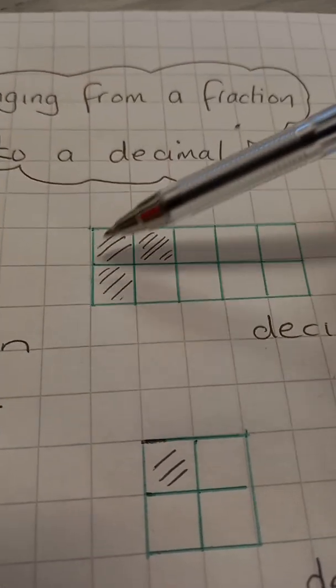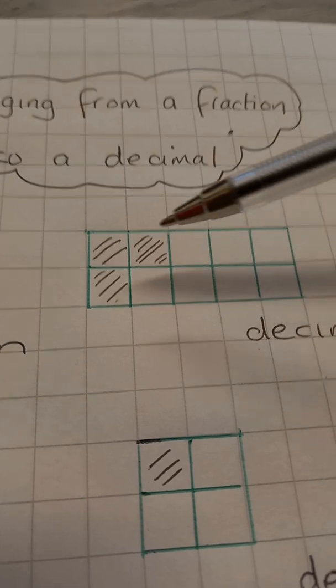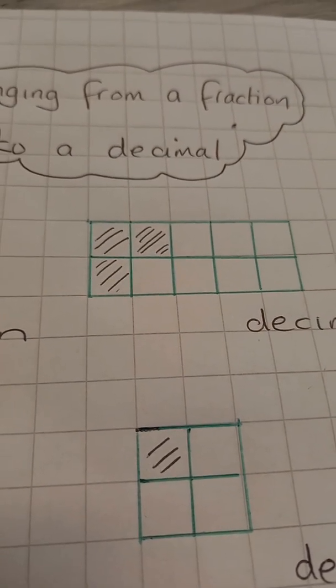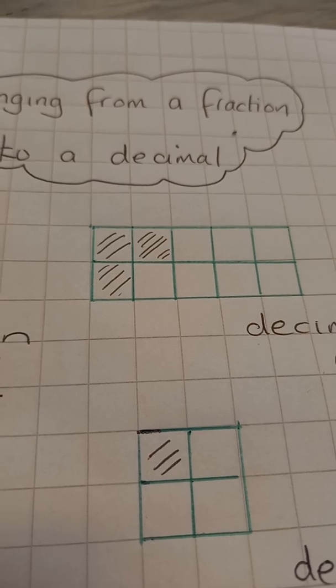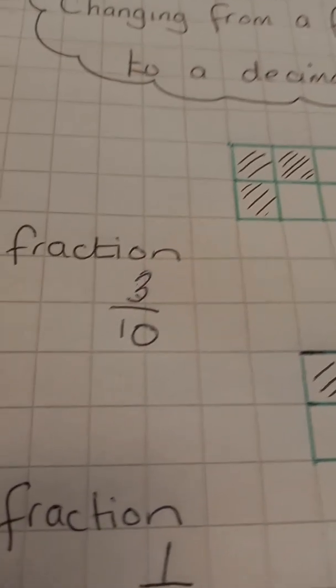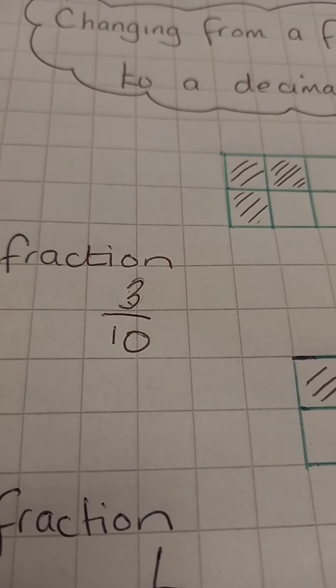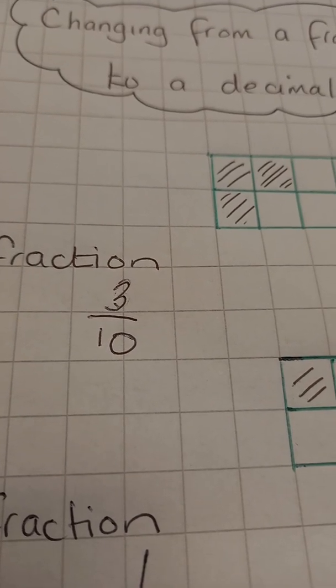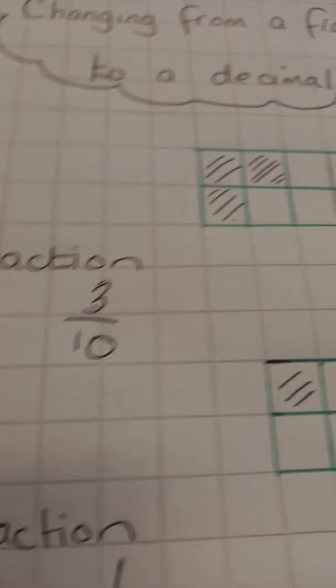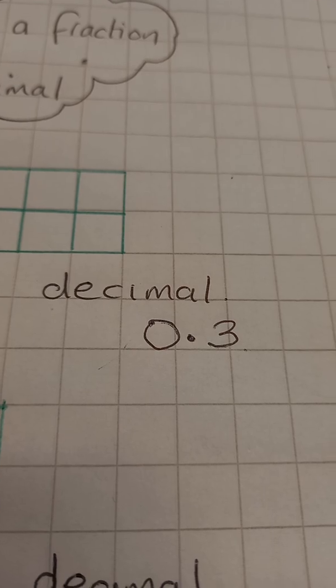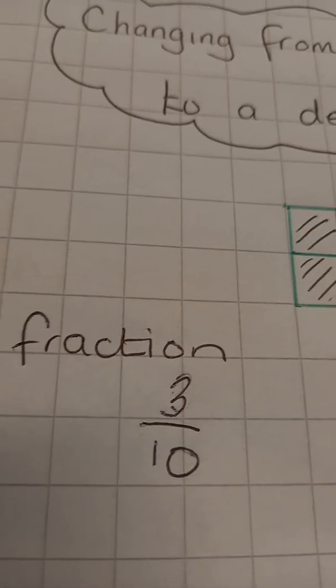And we're going to start by looking at this little diagram. You can see there are 10 squares and 3 of them are coloured in. So that means the fraction is 3 over 10. 3 coloured in out of 10. If we wanted to write that as a decimal, you might already know that that decimal is 0.3 because of your place value. Now that's quite easy because the bottom number of the fraction is 10.